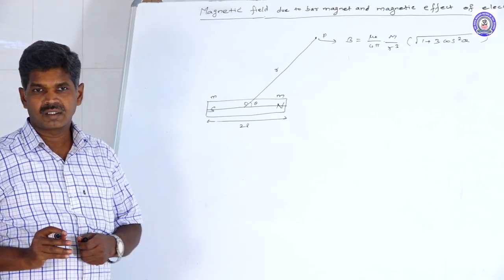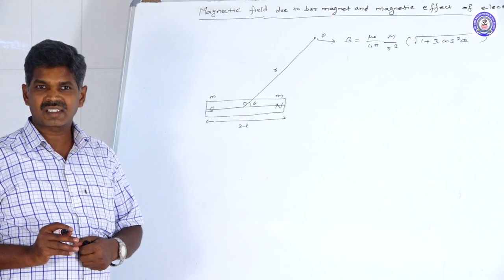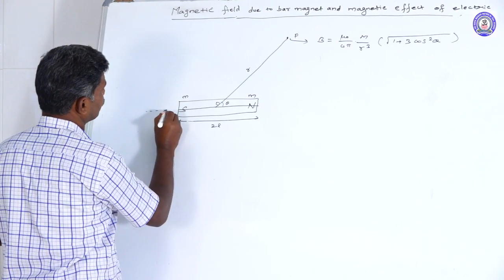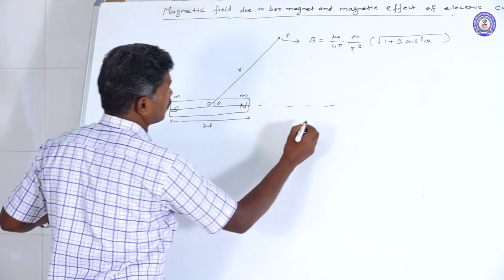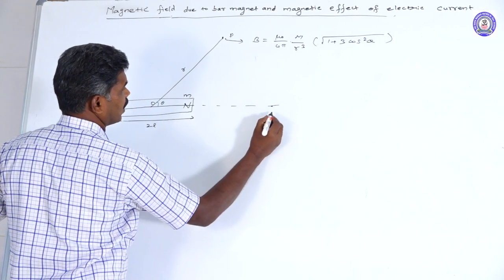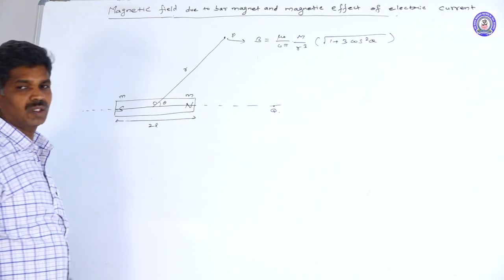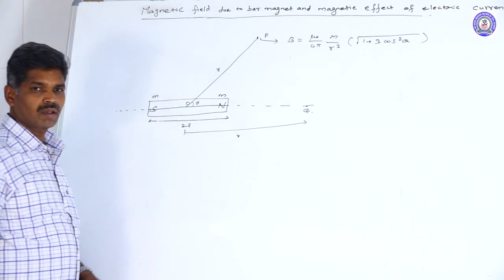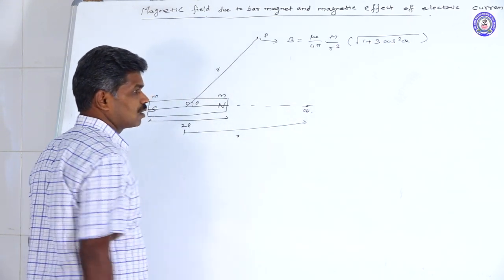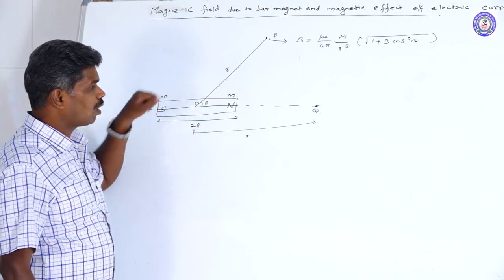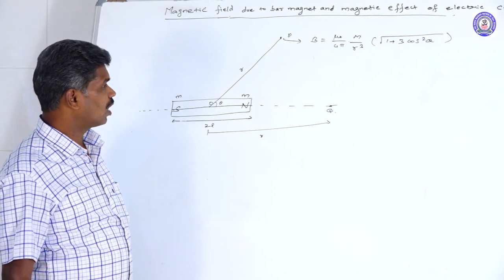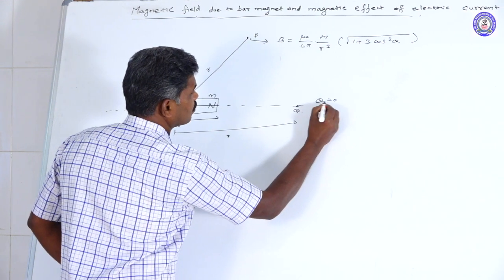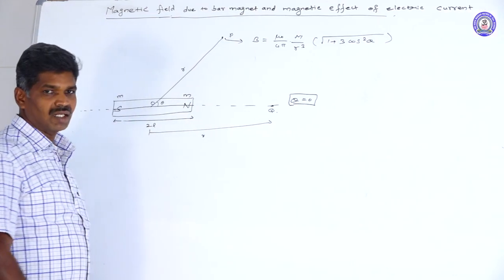Suppose I want to find the magnetic field along the axis, in the axial line. If you draw that axial line, suppose my point Q is here, at a certain distance R. At this point I want to find the magnetic field of this bar magnet. Here, on this line, the angle theta is equal to 0.